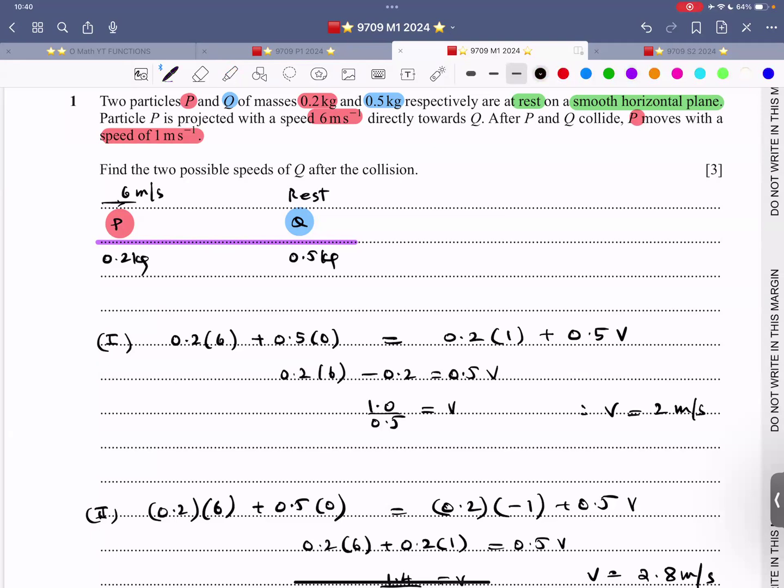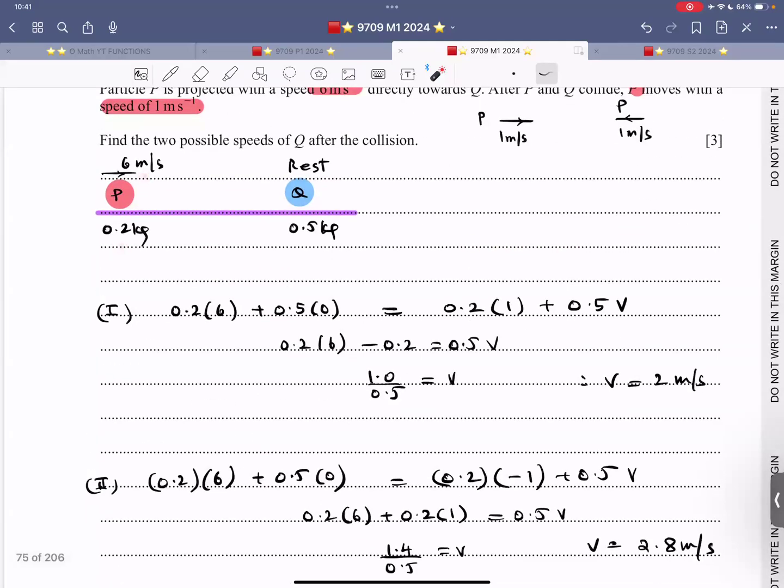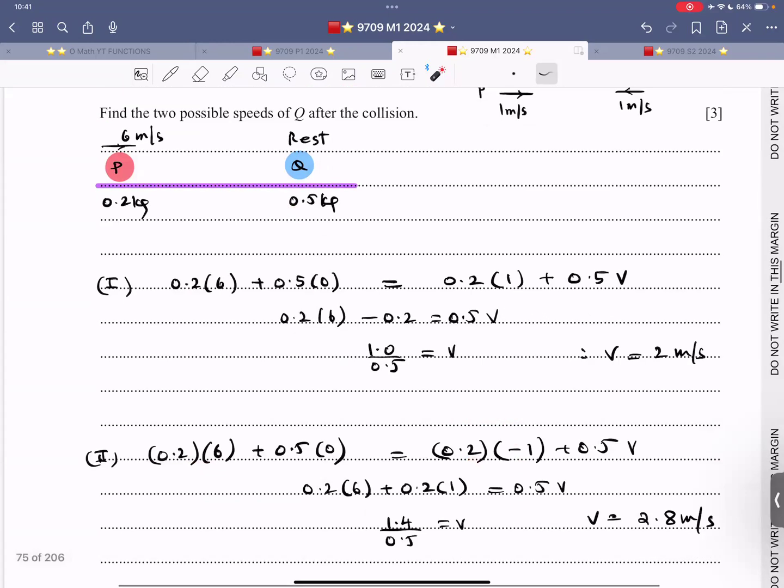So now there is a possibility that P would be moving to the right at 1 meter per second, or there is a possibility P is moving to the left at 1 meter per second. Those are the two cases. So momentum before collision equals momentum after collision. 0.2 into 6 plus 0.5 into 0. That's the same thing in both scenarios. 0.2 into 1 means it's moving in the same direction. 0.2 into -1 means it's moving in the opposite direction.